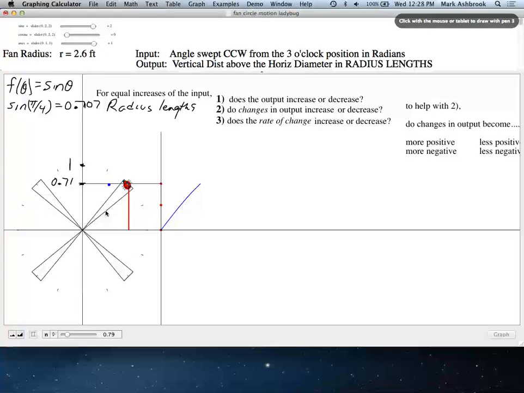At pi over 4, how would you get the number of feet that the bug is above the horizontal diameter? Go, do it. So get the number of feet that the bug is above the horizontal diameter.